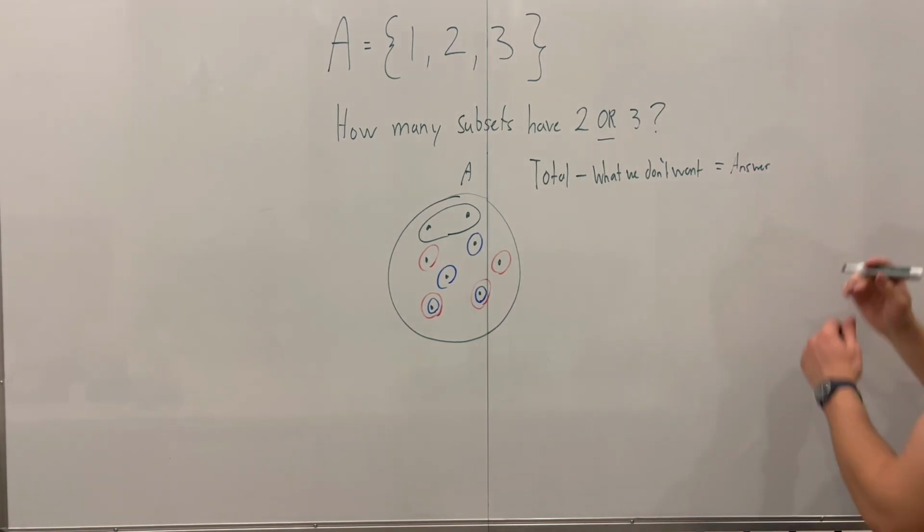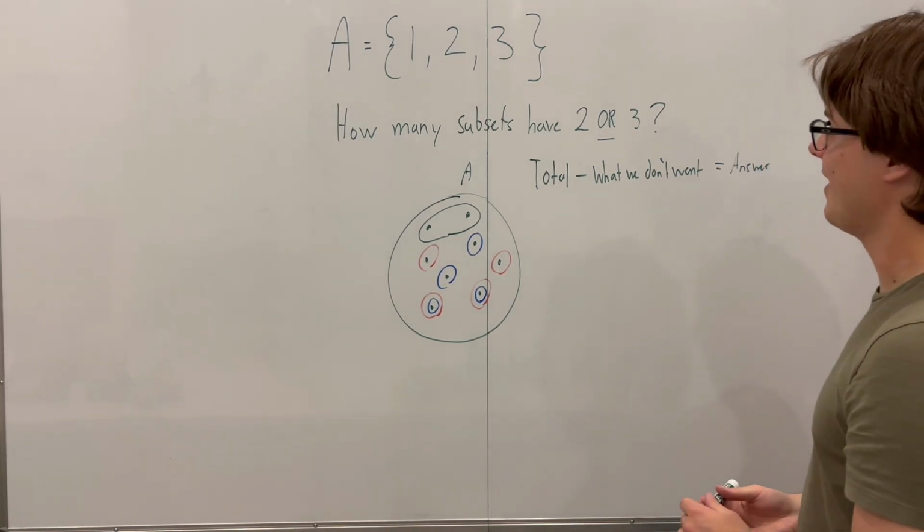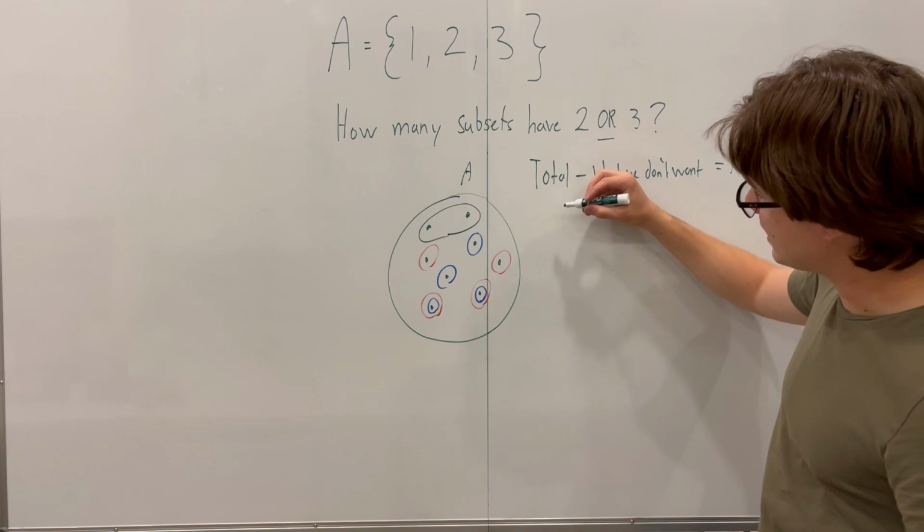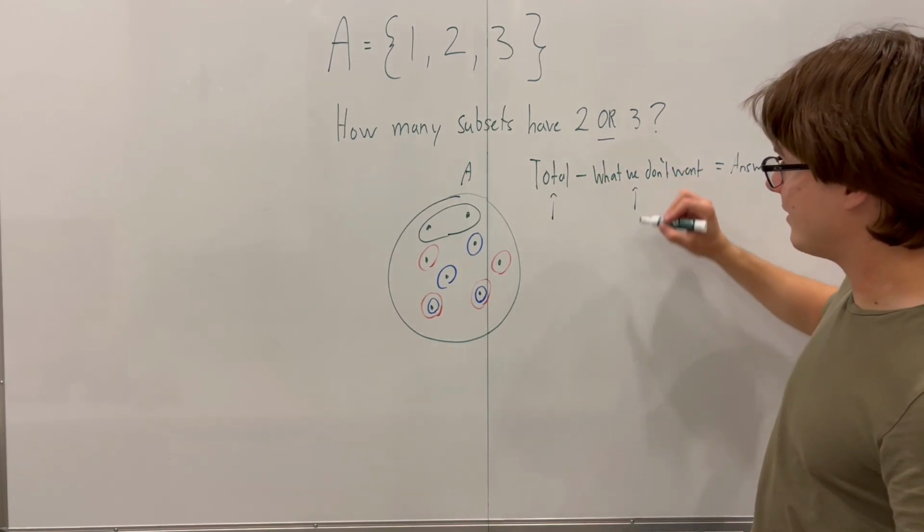Intuitively, I'm just going to write that. I don't want to write down a longer sentence here. That's what we're going to look for. So what we need to do is find this number and this number.